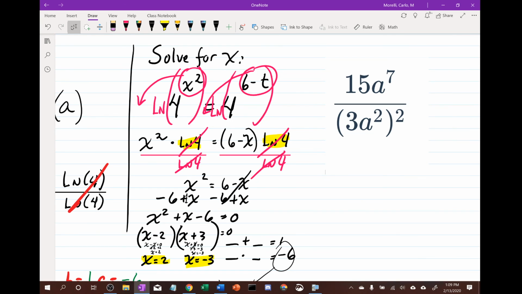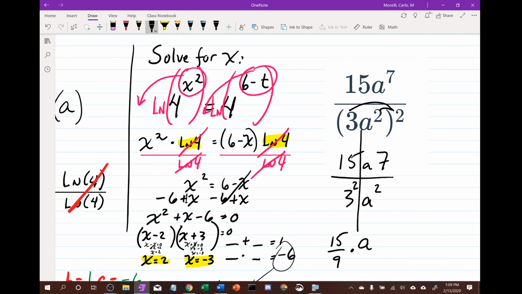Look, Elizabeth. Look here. So this is 15a to the 7th over 3a, all squared, where I'm going to distribute this 2. So 3 squared a squared. Now I've got 15 divided by 9 times a to the 7 minus 2. So it's 15 ninths a to the 5th.